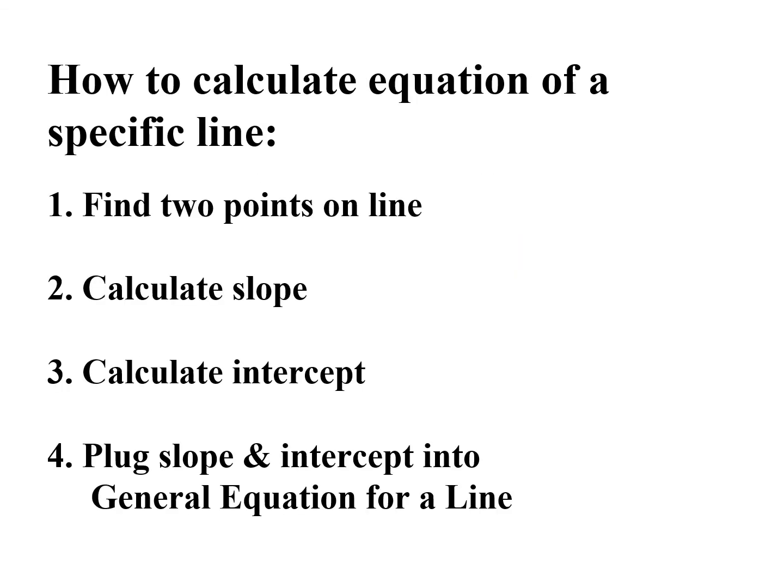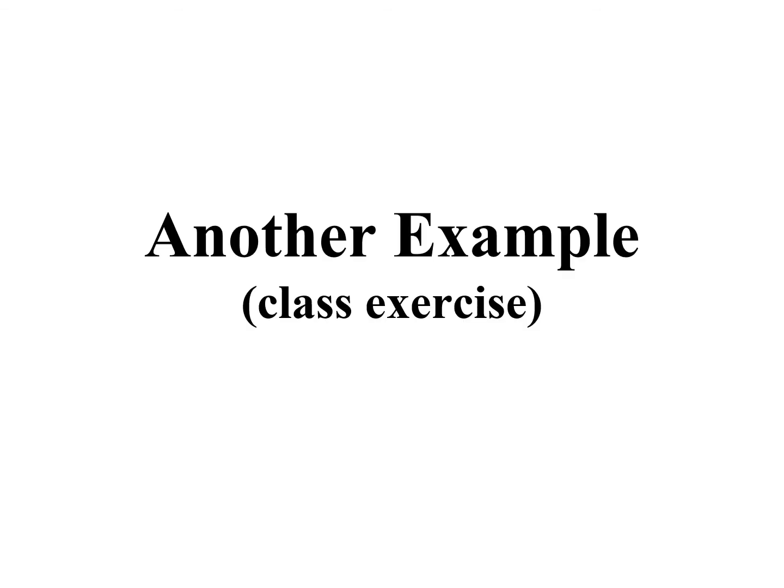As a reminder, here are the 4 steps we just used. First, we found 2 points on a line. Then we calculated the slope. Then we calculated the intercept. And finally, we plugged the slope and intercept into the general equation for a line. Now let's do another example of following these 4 steps to find the equation of a specific line. This will be an exercise posted on Blackboard, so make sure to check your Blackboard shell for the exercise itself.